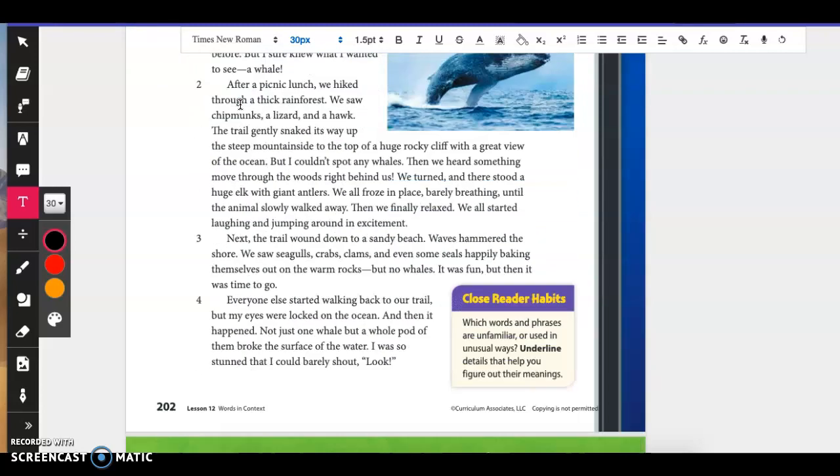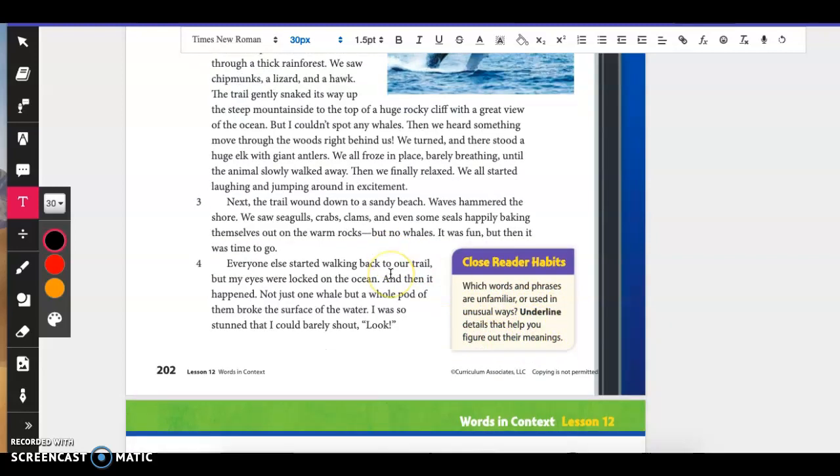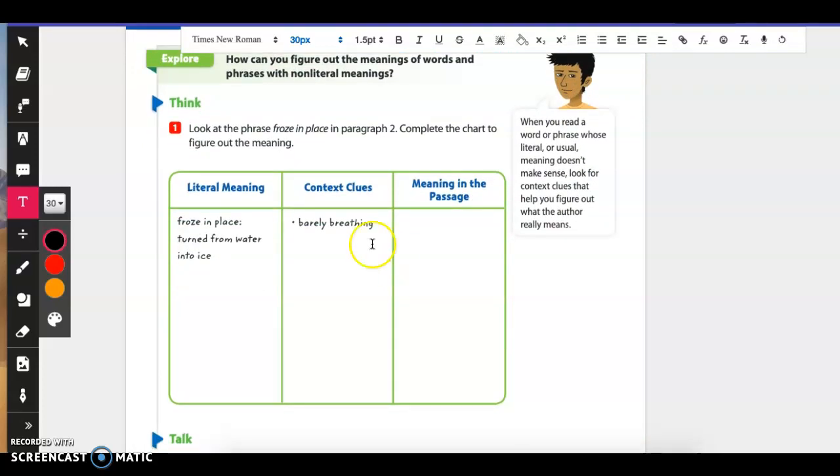As you're reading Seaside Surprises, make sure you pay close attention to the close reader habits. Which words and phrases are unfamiliar or used in unusual ways? Underline the details that help you figure out their meanings. After you complete reading the article, come down to the think portion of the activity. Now we have another chart like we just completed together. Literal meaning of a word, well, a phrase, frozen in place.